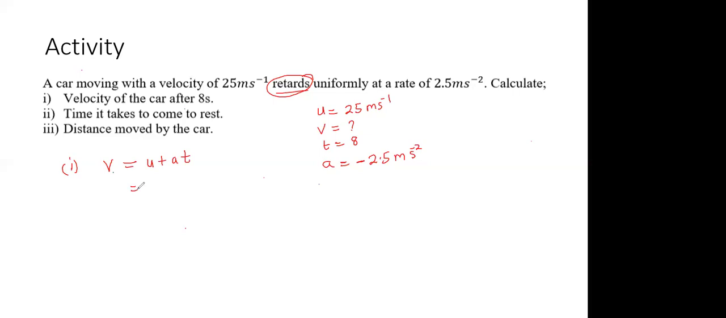Can we substitute here? What is your U? My U is 25. Plus, what is A? It's negative 2.5. What is your time? It's 8. Continue. Okay, 25 plus negative 2.5. Work that out for us. It is 22.5. Remember, you have to first deal with this. Okay, negative 2.5 times 8, and that's negative 20. Then 25 minus 20. It's five. Oh, thank you, sir.